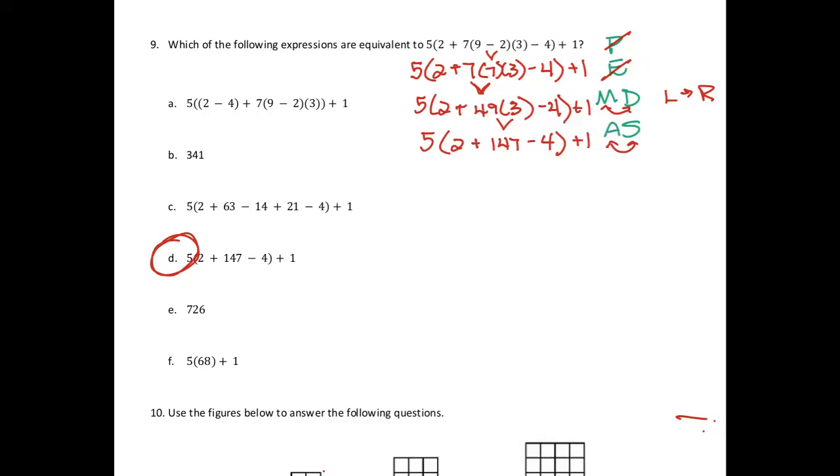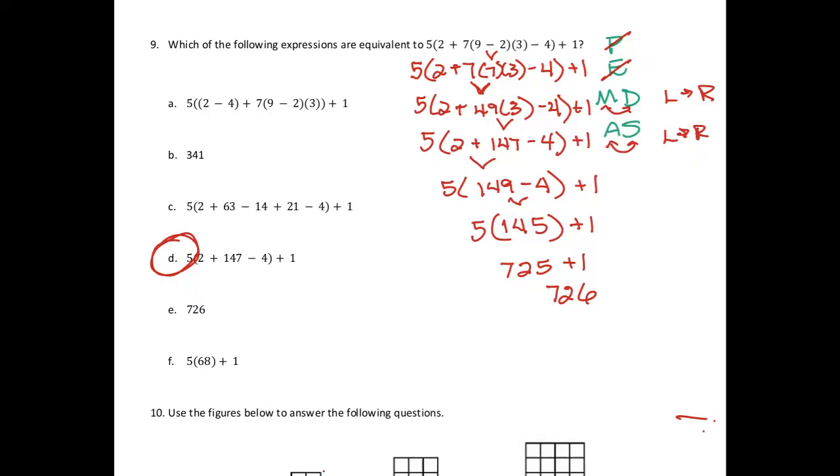Did you get that one? Yes. Nice. All right. Then I see this in parentheses. Addition and subtraction goes the same left to right. So it's 5 times 149 minus 4 plus 1. This is going to be 145 times 5 out front plus 1. 145 times 5 is going to be 725 plus 1, which gives you 726. And I don't think, this one definitely is not. I don't think any of the others are. I don't think so, because this is going to give you a -2. 2 minus 4 gives the -2, which is going to throw it off there.